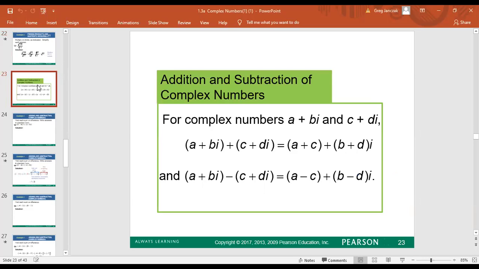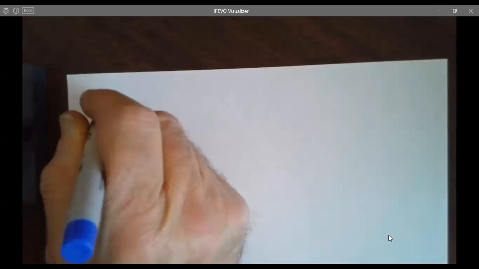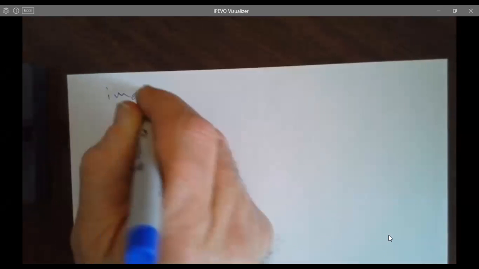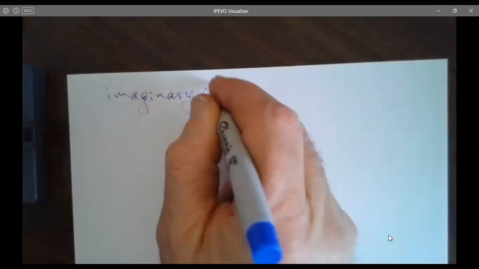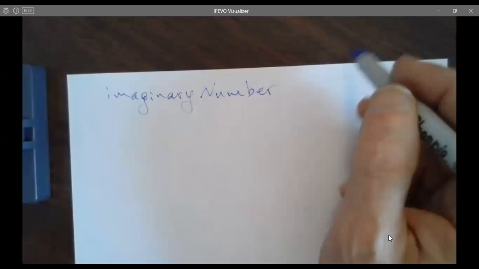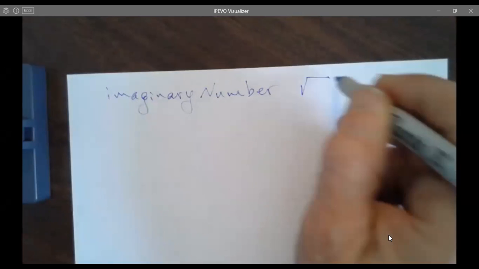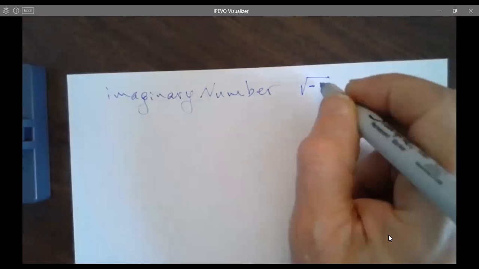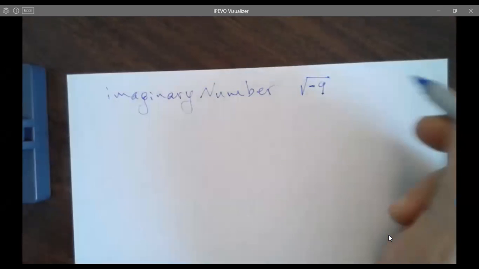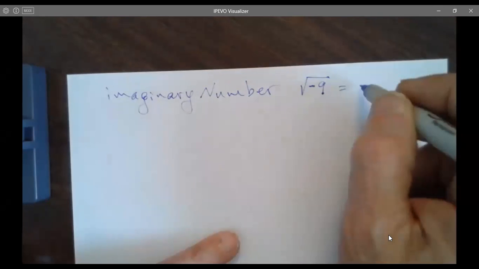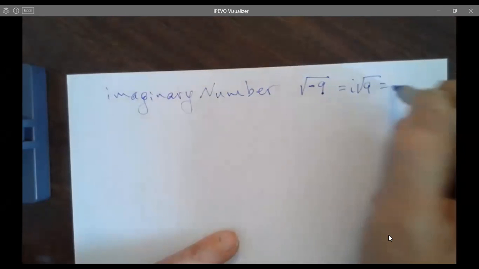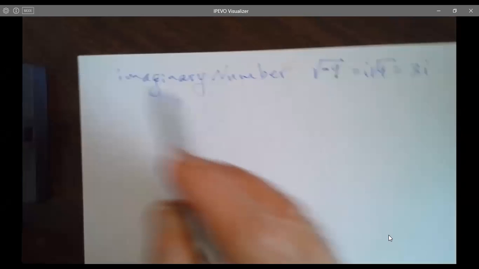Take a look at complex numbers first before we get into the PowerPoint slide. So you should see the board. And we said before that an imaginary number is where we have a negative inside the radical. Like, let's say negative square root of 9, which would make it i square root 9, which would be 3i. Okay, that's an imaginary number.